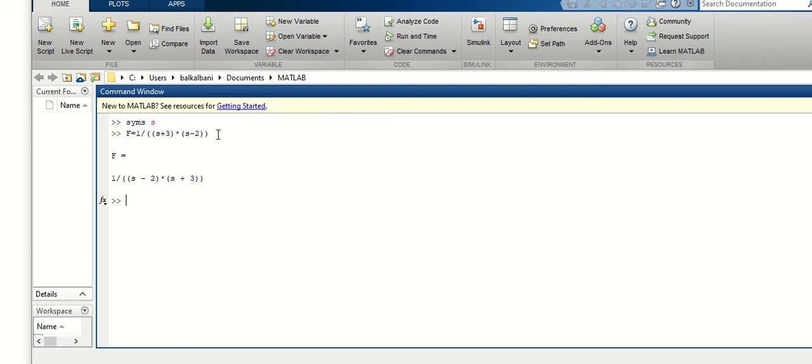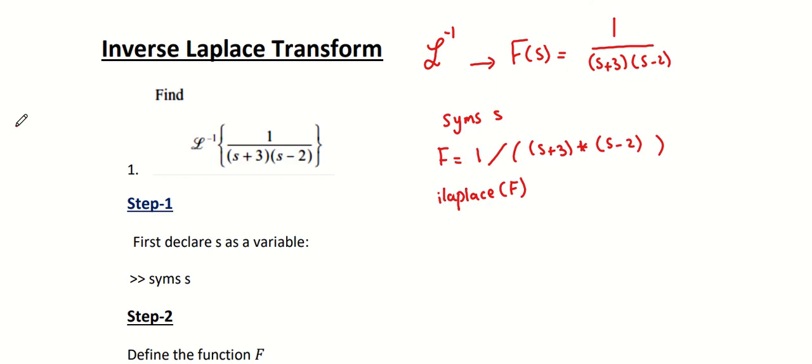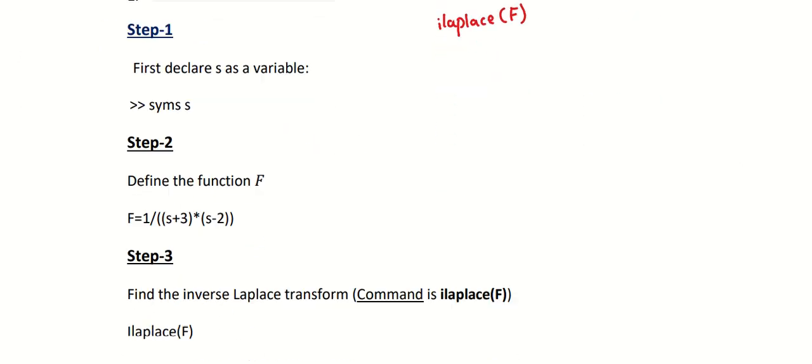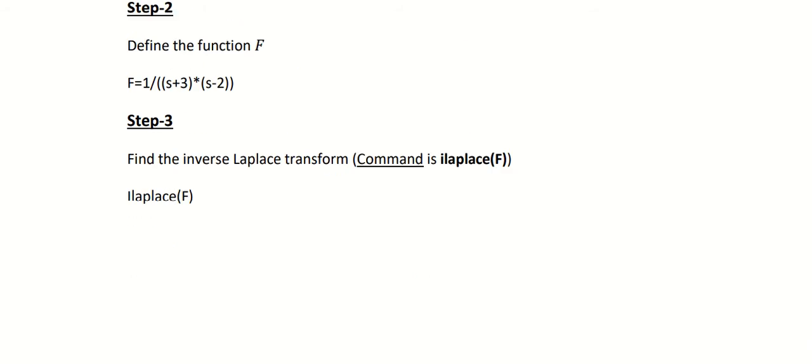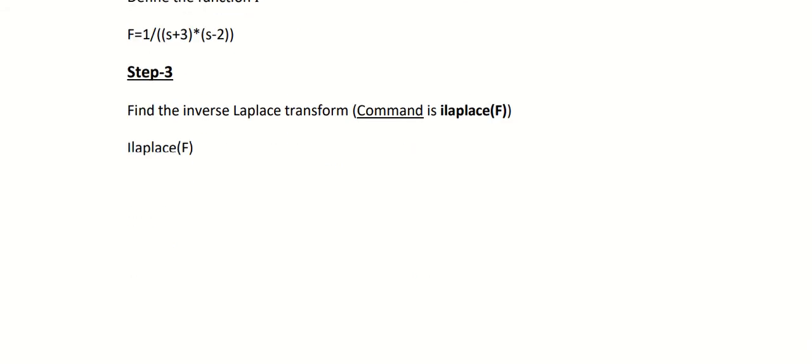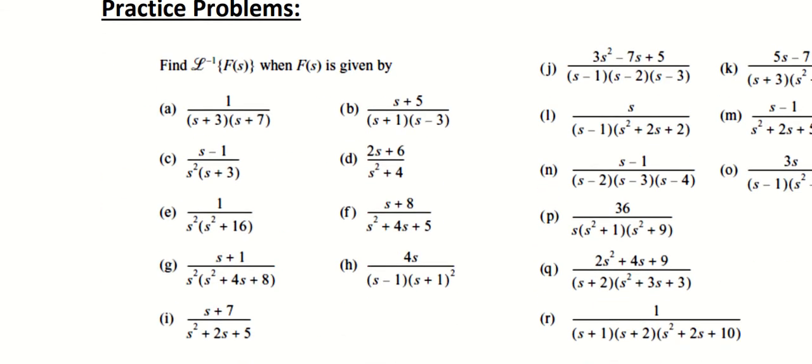Then we find the ILaplace of capital F. Be careful about ILaplace. Here we write F capital, so we have to define it by F capital. Enter. So the function we get is a function of t. So here the answer will be a function of t. So first step, we have to define the variable. The second step, we have to write the function, and the last step, we have to write the command of ILaplace.